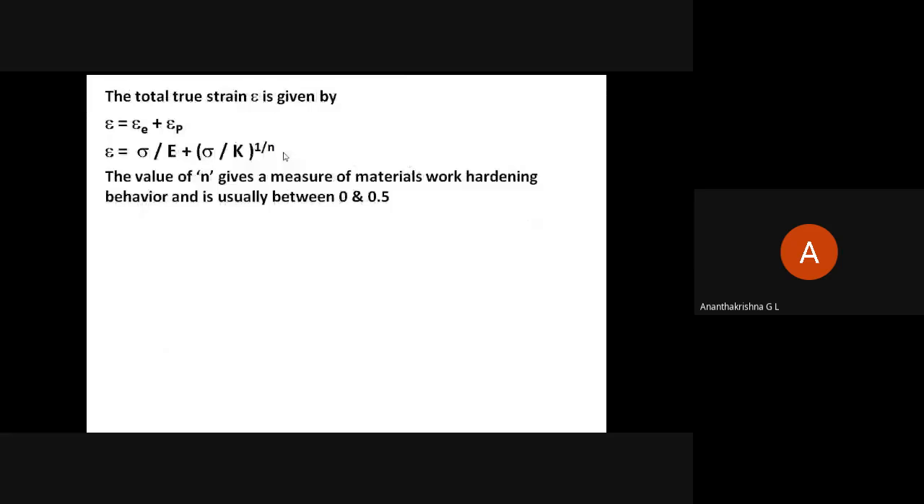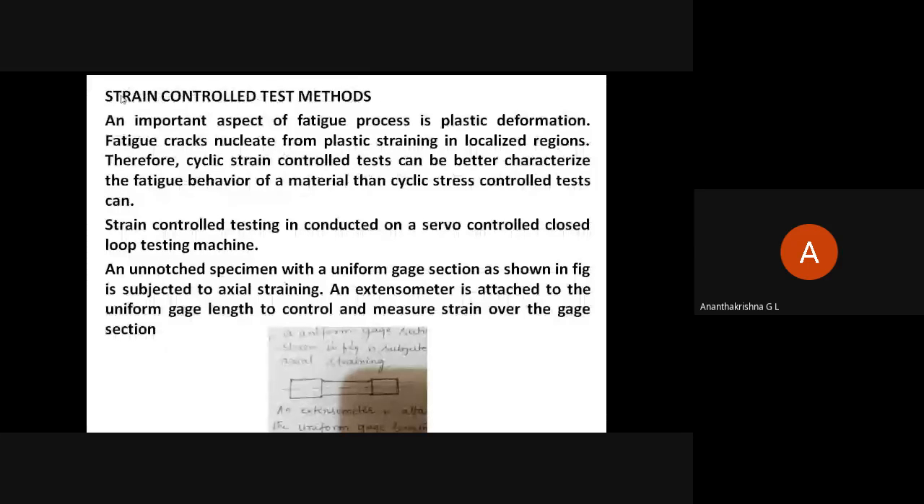Strain controlled test methods. How are strain control test methods carried out? An important aspect of the fatigue process is plastic deformation, because fatigue leads to failure: crack nucleation, crack propagation, and final fracture. So the fatigue process is plastic deformation because it leads to fracture finally. Fatigue cracks nucleate from plastic straining in a localized region.